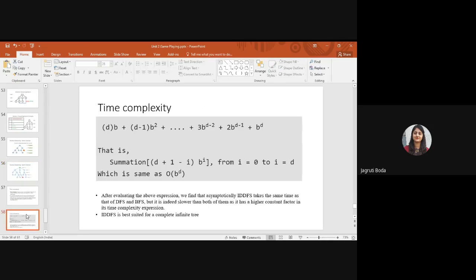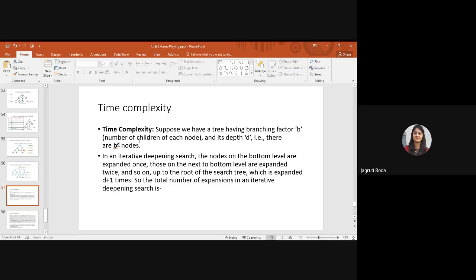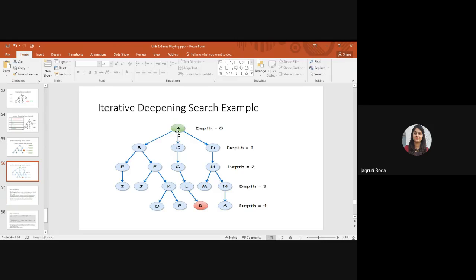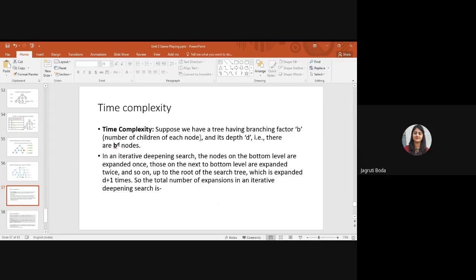So how can we calculate it? First of all, what is time complexity? Suppose we have a tree with branching factor b and depth d. Then there are b raised to d nodes. Here you are given a branching factor, meaning the number of child nodes in a tree. Suppose the branching factor is 3 and the depth is 4. So b raised to d is your time complexity.